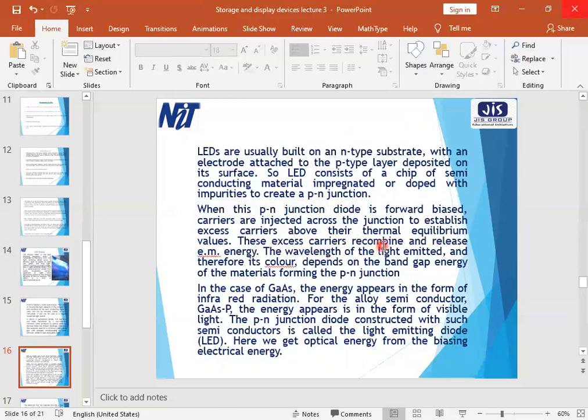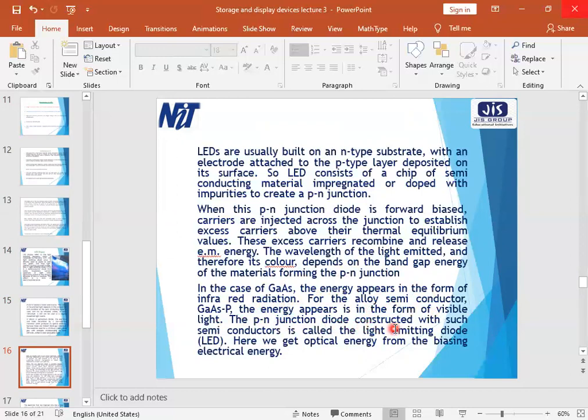These excess carriers recombine and release electromagnetic energy. The wavelength of the light emitted, and therefore its color, depends on the band gap energy of the material forming the PN junction. In the case of gallium arsenide, the energy appears in the form of infrared radiation. For the alloy semiconductor gallium arsenide phosphide, the energy appears in the form of visible light.